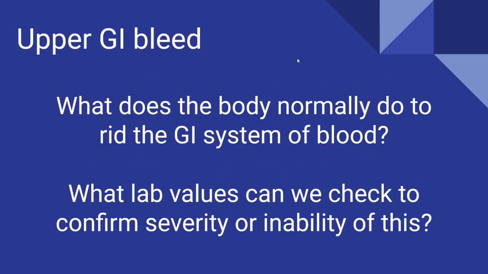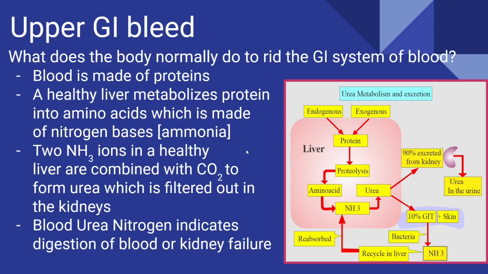So big question is, what does the body normally do to get rid of blood in the GI system? Let's say you get a bloody nose and you get some blood in your stomach. What does the body normally do to break that down? And then what are some lab values we can check to confirm the severity or inability of the body's natural response to break down blood? This part is actually very fascinating, and how a liver can metabolize blood. Now, this also is a problem to think about in patients who have liver or renal failure.